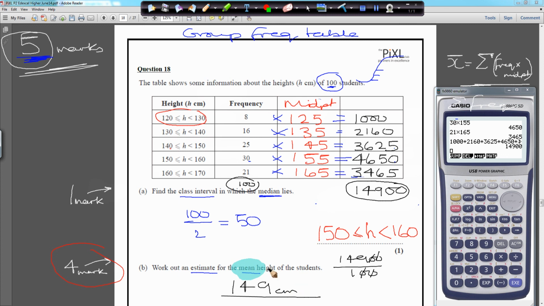5 marks, folks. 5 marks for that. You can do it, folks. You just have to focus. Make sure you don't make any silly mistakes, and 5 marks are in the bag.